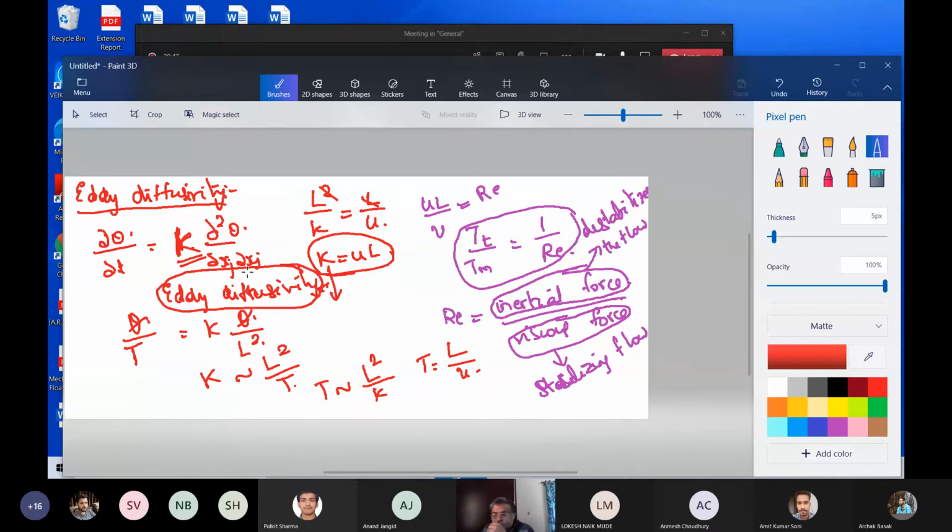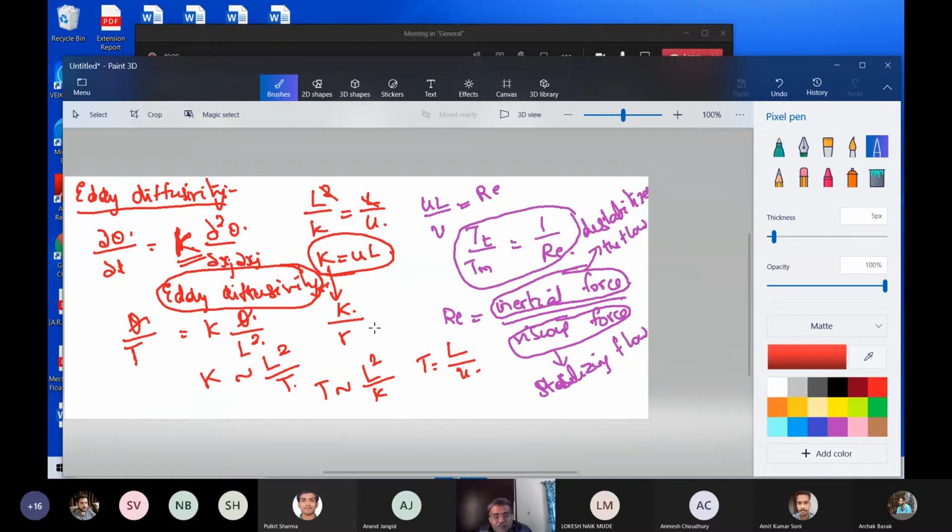Eddy diffusivity. So this is the first expression that was derived for K. These are all very long back, probably in 1850 or around that time. So K is equal to UL, eddy diffusivity. K is equal to UL is the first derivation that was given.